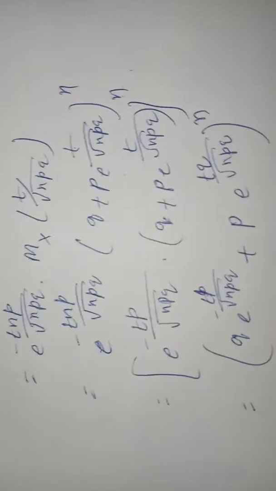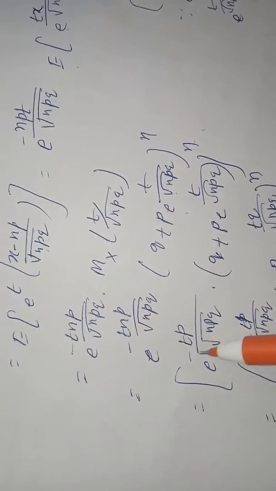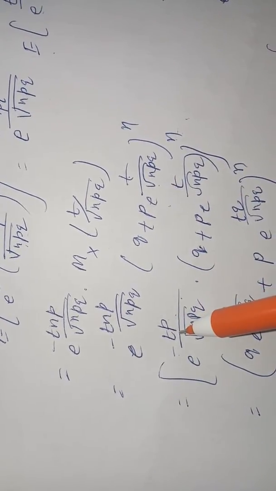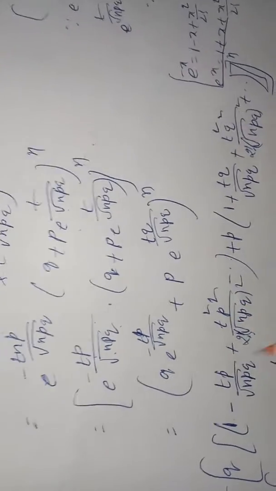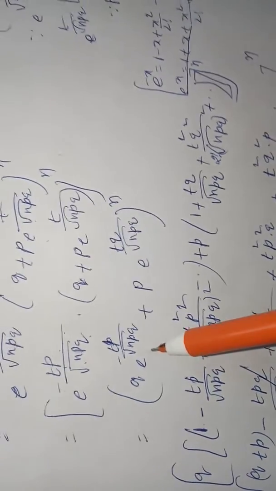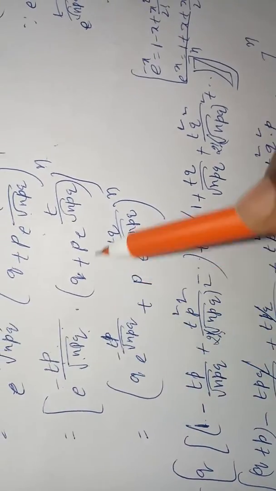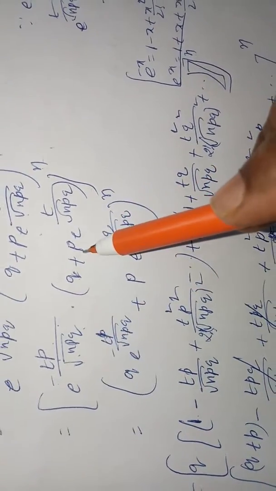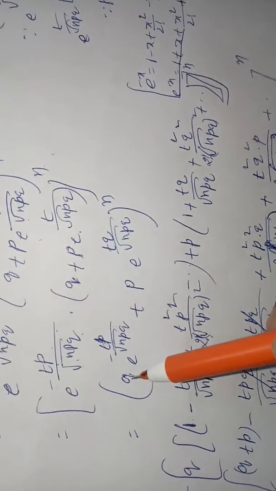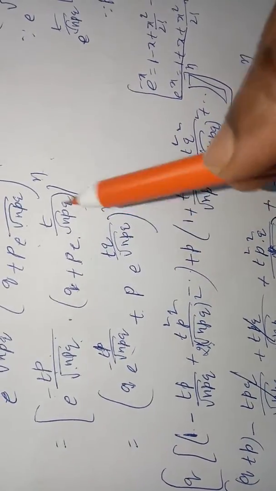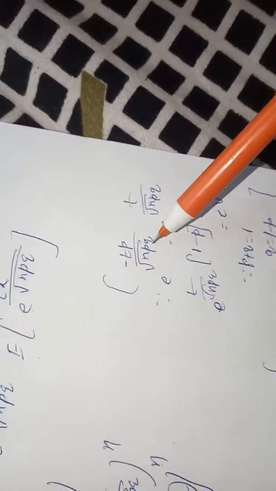The next step, e^(-tp/root npq) whole power n, so no changes in the terms. Then (q + p e^(t/root npq)) whole power n. In the next step, you are writing q into e^(-tp/root npq) plus p into e^(tq/root npq). We are multiplying this term to this term, so q into the first term plus p into e^(tq). How do you get tq? Here t minus tp, see the simplification.